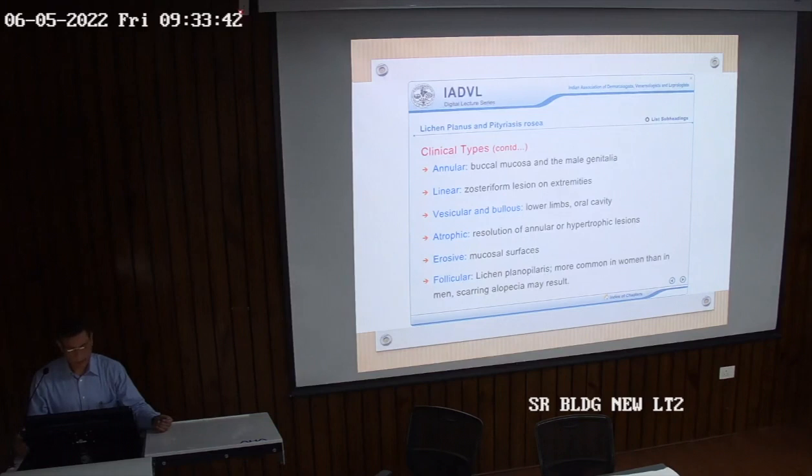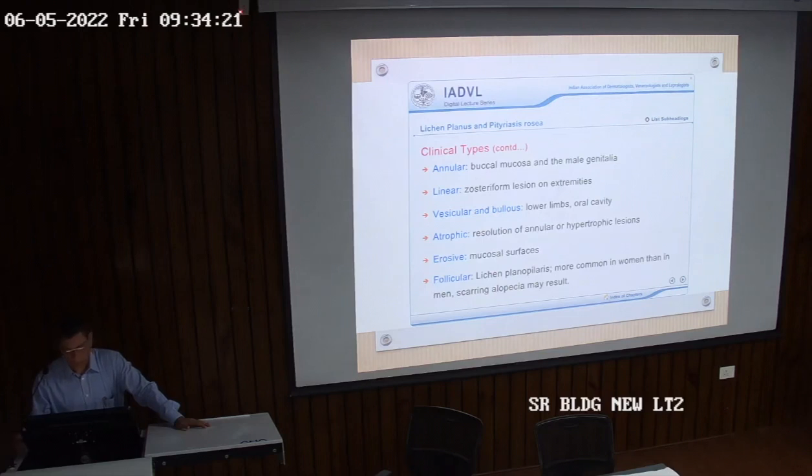Then follicular lichen planus. So lichen planopilar is what we call. If the similar lesion involves the follicle, then we call it lichen planopilar. It is more common in women than in men, and scarring alopecia may occur. So such lesions in the scalp will lead to scarring alopecia, and scarring alopecia means there is little chance of growth of hair. There are certain entities where alopecia recovers with treatment. But this type of alopecia is very important to diagnose on time so that the lesion doesn't involve the whole of the scalp, because the chances of getting hair back once it spreads are much less.